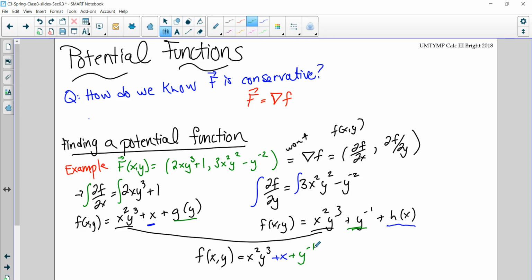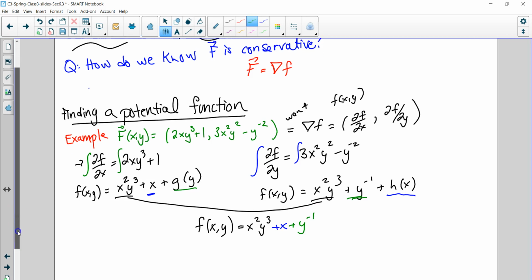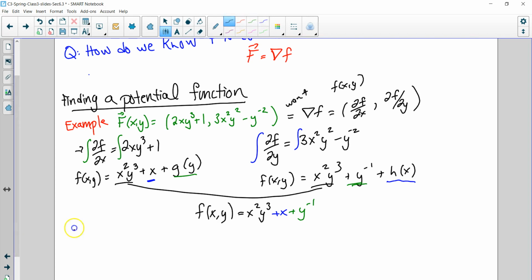Let's take this potential function and check. If we take the partial derivative of little f with respect to x, what do we get? I think we get precisely 2xy cubed plus 1. That matches our vector field. Similarly, the partial with respect to y is 3x squared y squared minus y to the minus 2.